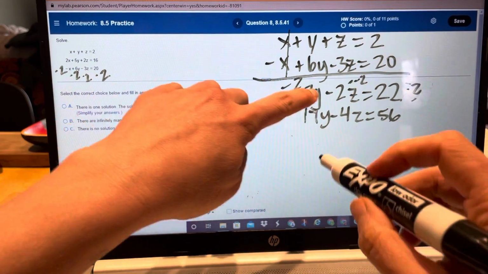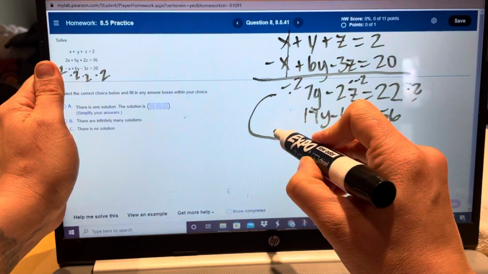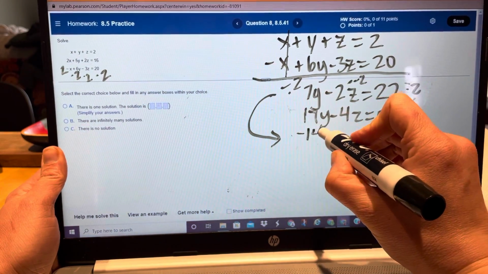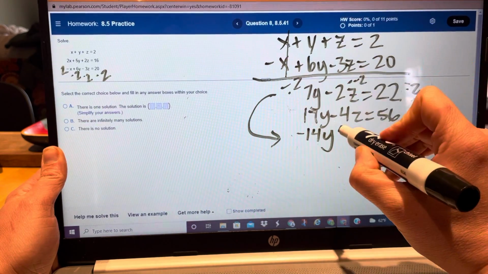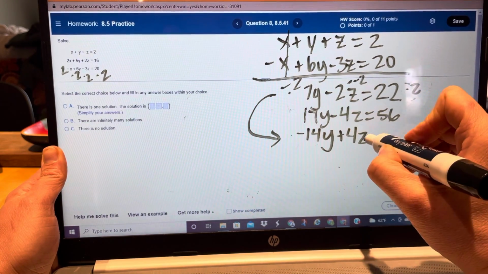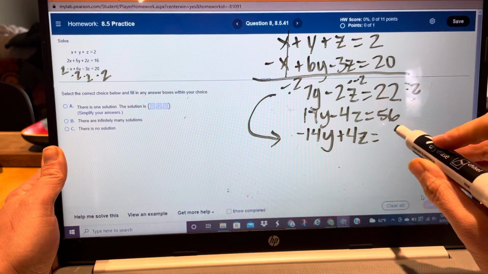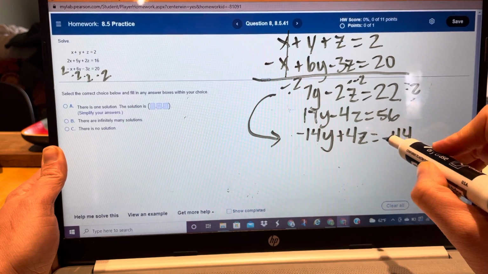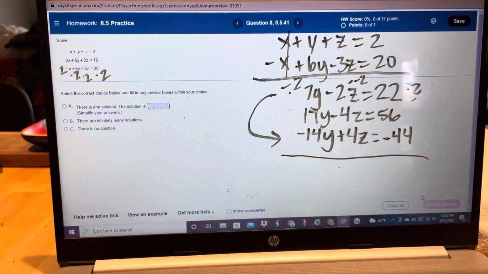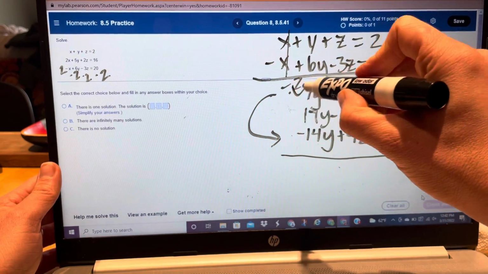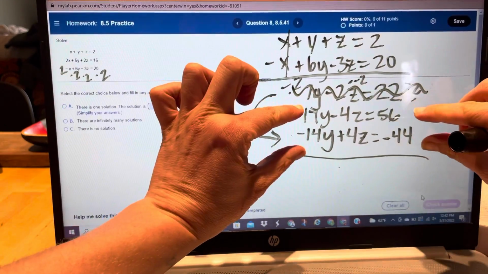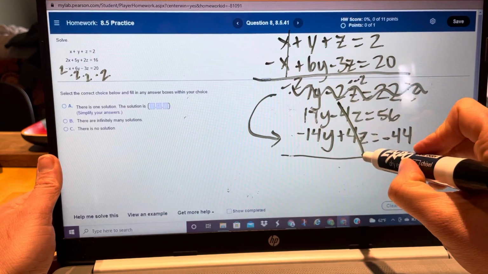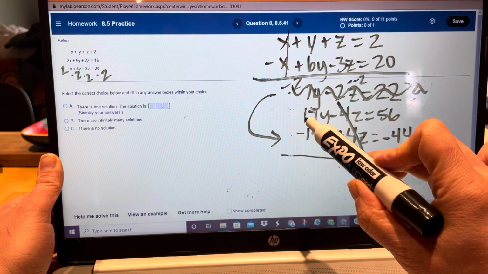All right, so I'm just going to write that down here. Negative 2 times 7y, negative 14y, that becomes positive 4z. Negative 2 times 22, negative 44. All right, now we do the addition method. So you're kind of ignoring this one, and we're just dealing with these 2 equations. Okay, so the z's cancel. Then you just add the like terms.